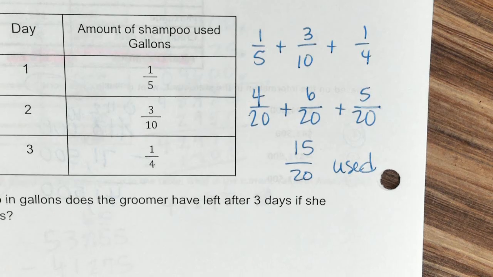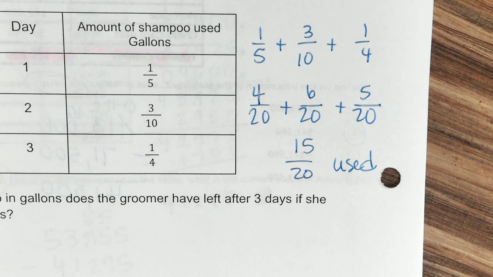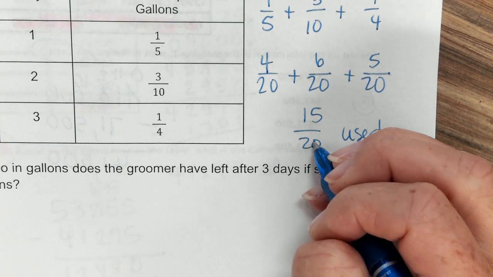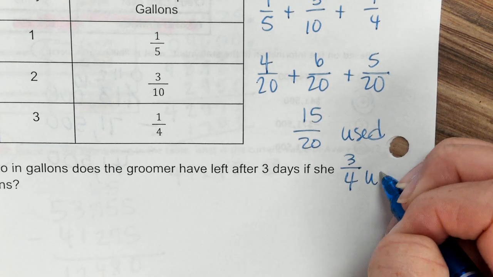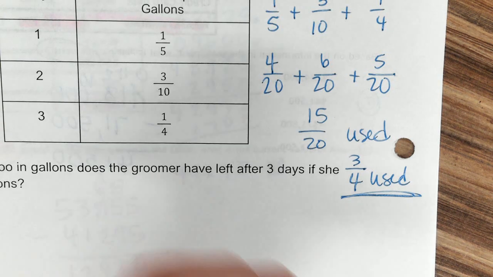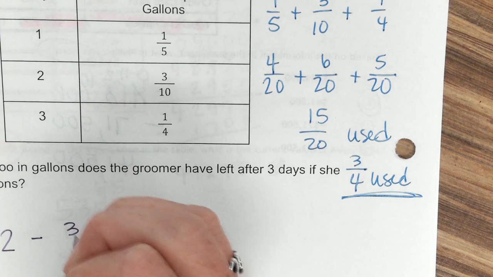Now, before I move on, don't y'all think it would be way easier to simplify that fraction? Yes. What can I divide both the top and bottom by? 15 divided by 5 is 3, and 20 divided by 5 is 4. 3/4 was used. Could you turn that to a decimal? And that's 0.75. So do y'all see what I'm saying? Whatever makes you happy, whatever works best for you, that's what you need to do. But I need to subtract, because she started with 2 gallons, and I need to subtract out 3/4 of a gallon.